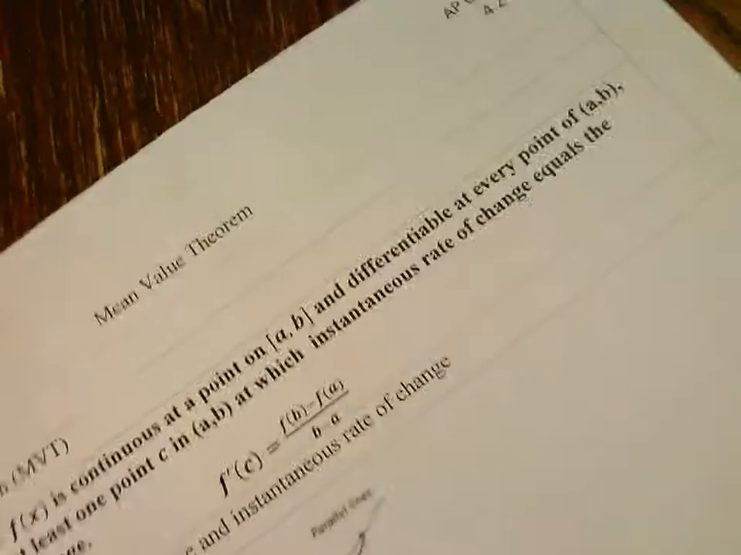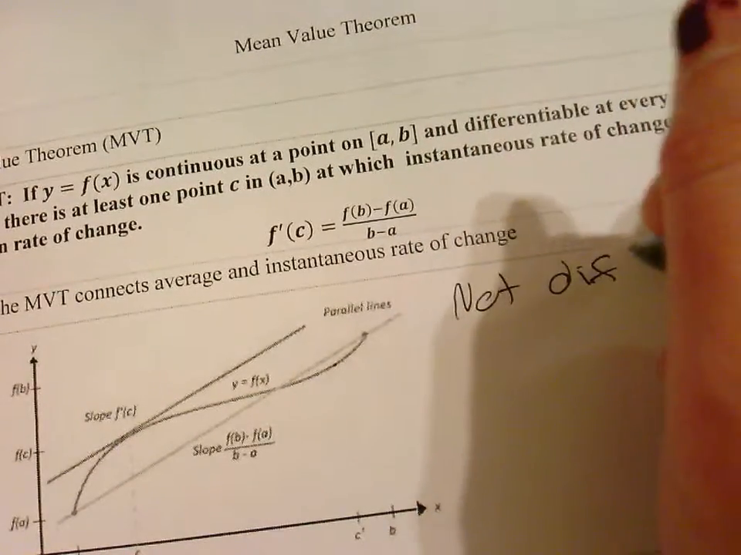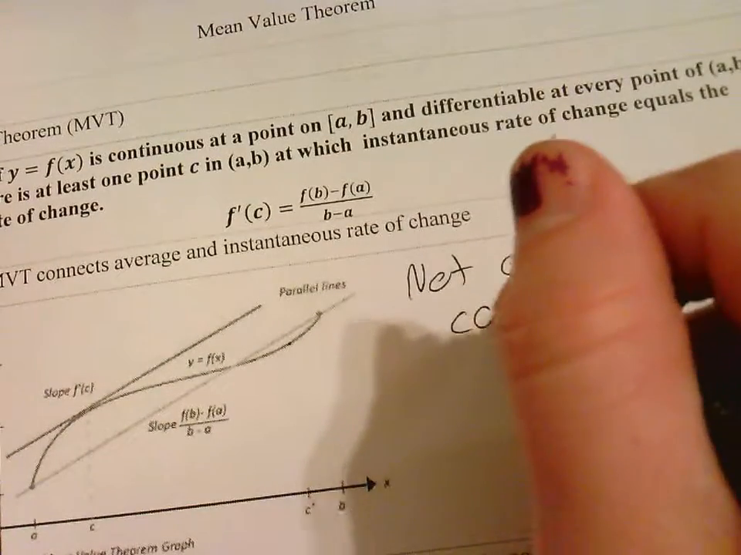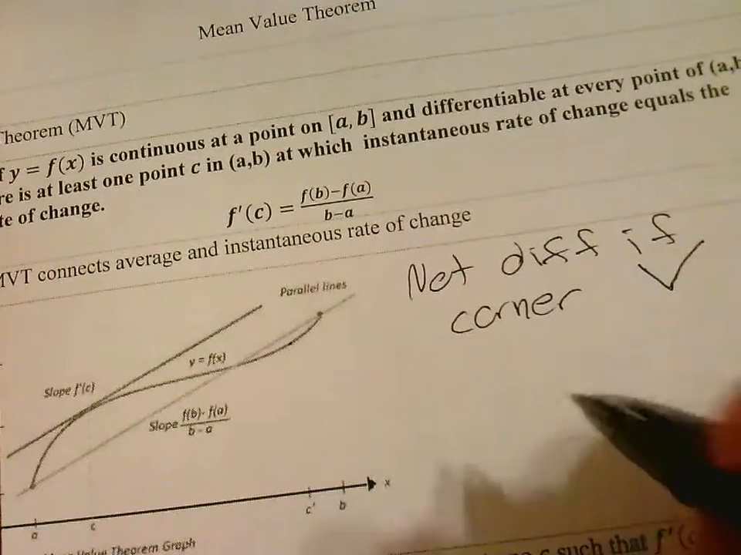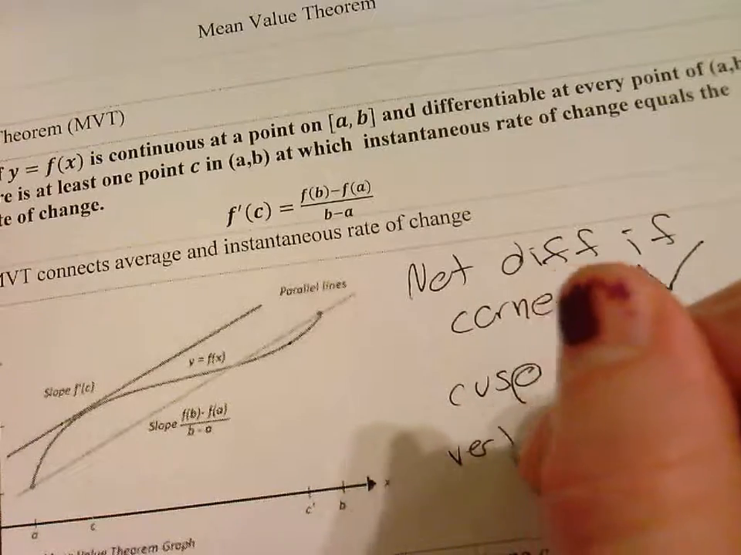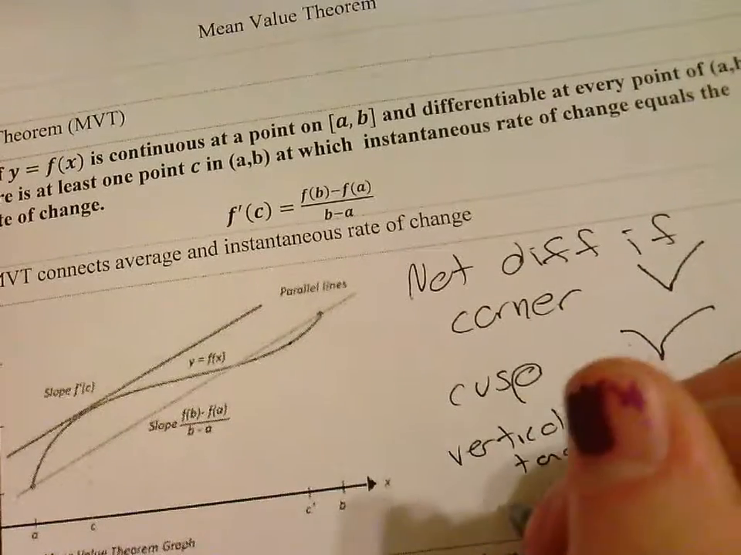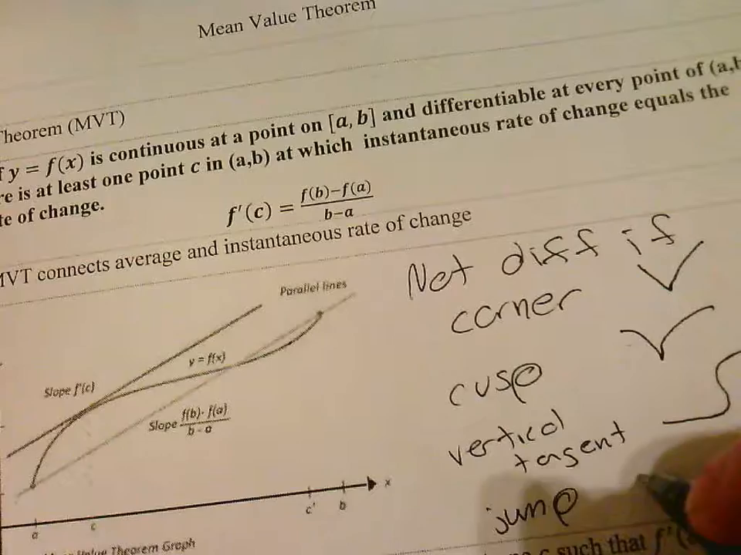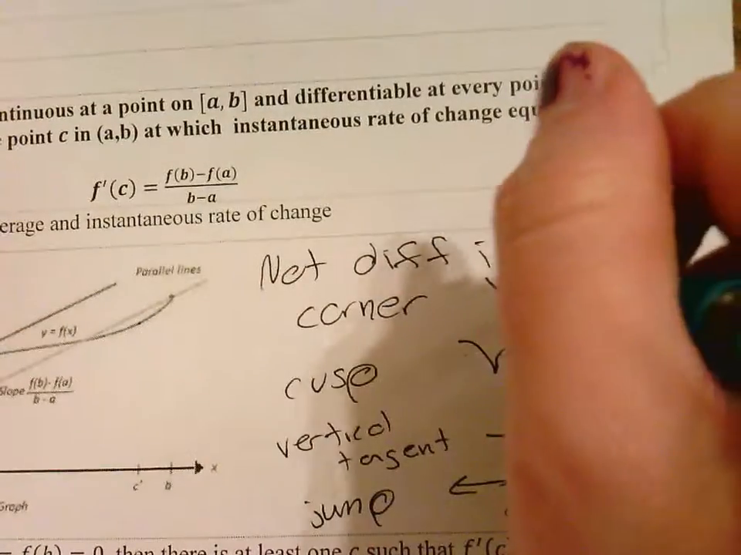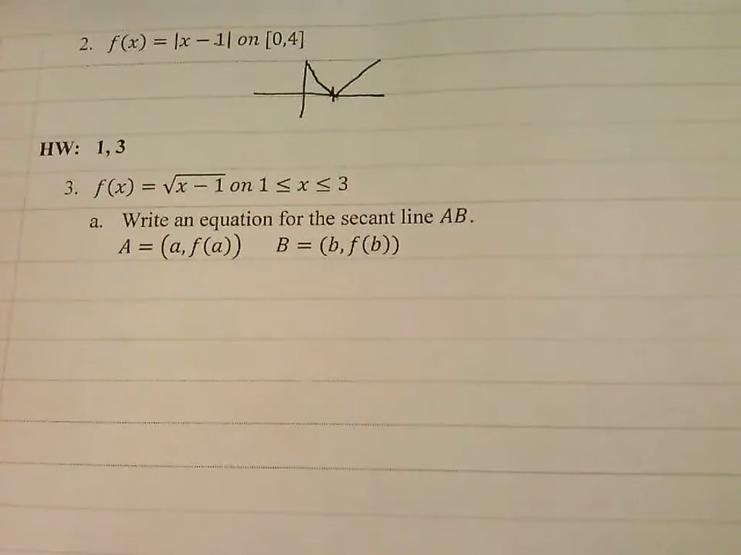So let's go over these non-differentiable things real quick. On the graph, it's not differentiable if there's a corner, a cusp, a vertical tangent, they kind of look like there, right there, or a jump, which is going to be piecewise. So that's everywhere where it's not differentiable. So here, here, here, and there. Back to this. All right, so next one.